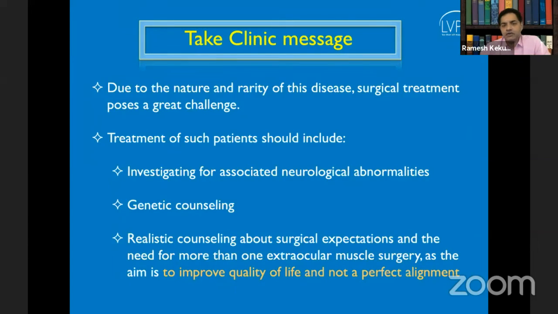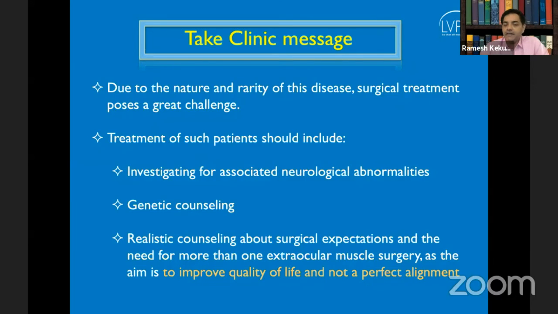So in terms of take-home message, due to the nature and rarity of this disease, surgical treatment poses a great challenge to all of us. Investigating for associated neurological abnormality is important. Genetic counseling is difficult to get for every patient, but if you do it, it's important. We need to always go for realistic counseling because patients have a lot of expectations. In spite of this, we might have to do more than one extraocular muscle surgery.